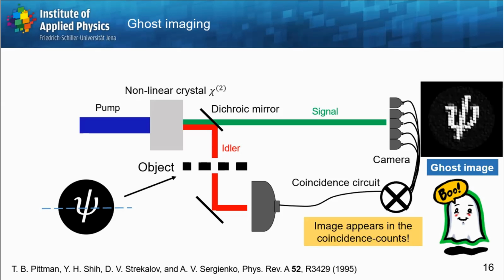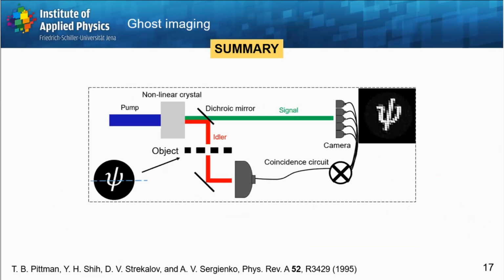And why the name ghost imaging? If you say the cameras or the detectors are eyes, on their own, as I showed you at the beginning, they cannot reveal any information about the object. But the information of the object is hidden, and appears when we take this coincidence circuit in between. That's why it's called ghost imaging.